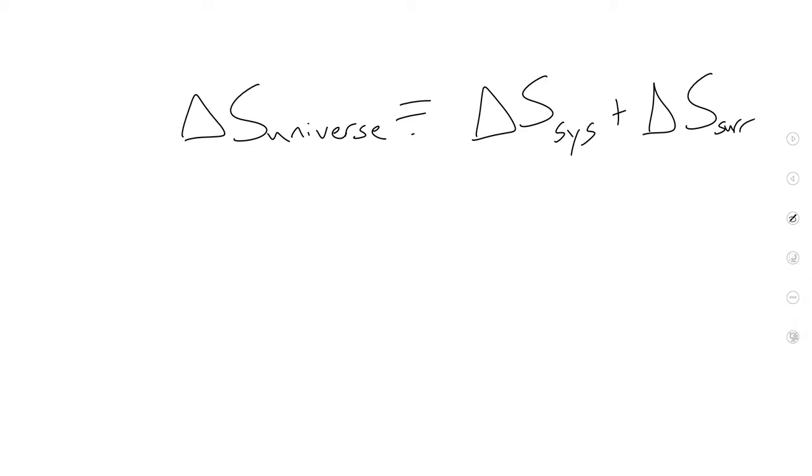So then we just need a way to quantify how much the entropy of the system is changing. Well, we have that. That's our delta S of formation value, so we can look it up at the back of the book, right? We actually have a way of measuring delta S for our system by using those tables. How do we quantify delta S of the surroundings?